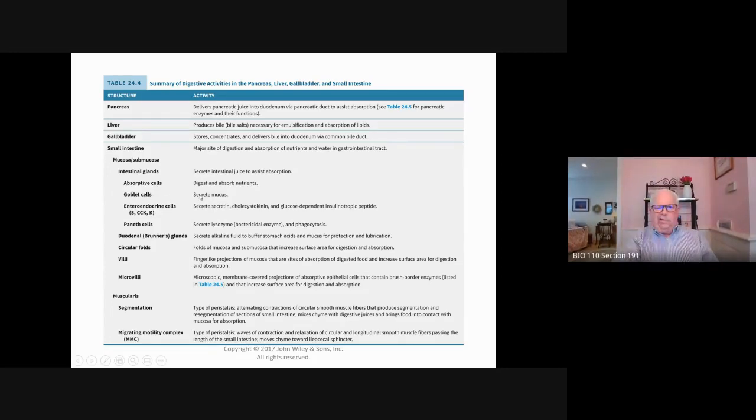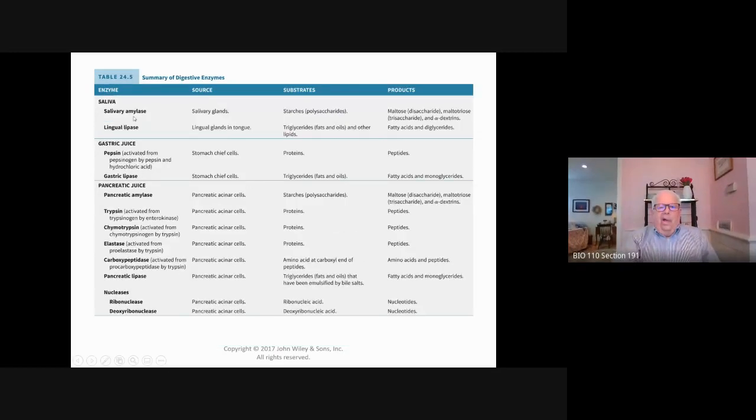The goblet cells secrete mucus. The enteroendocrine cells secrete secretin and cholecystokinin. The Paneth cells produce lysozymes which kill bacteria. Okay? And the other things you really don't have to know. Segmentation is important because it is peristalsis in the small intestine. So here are the enzymes that I want you to know.